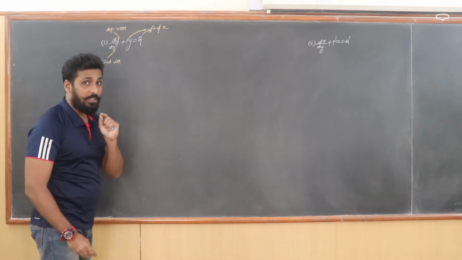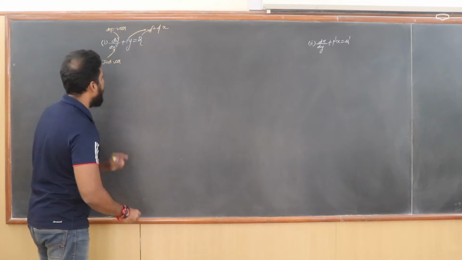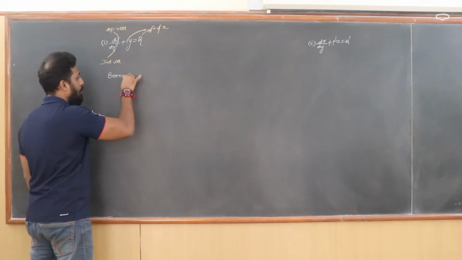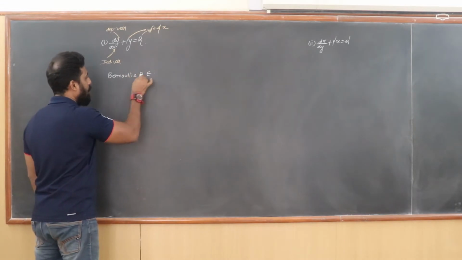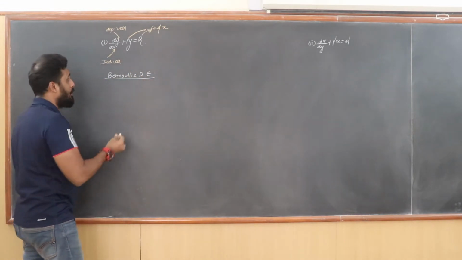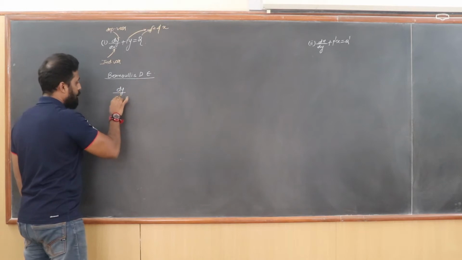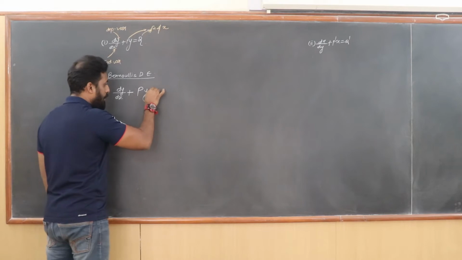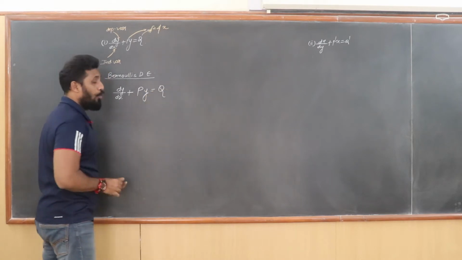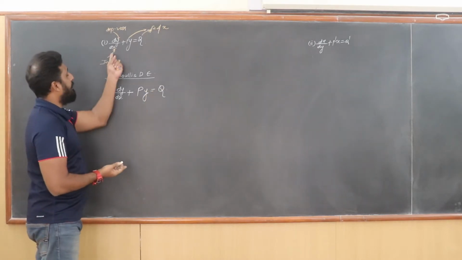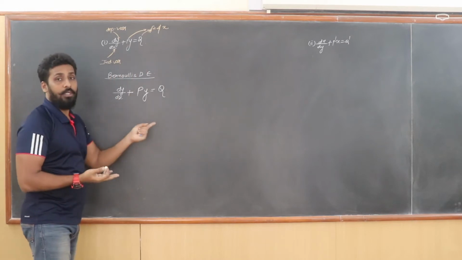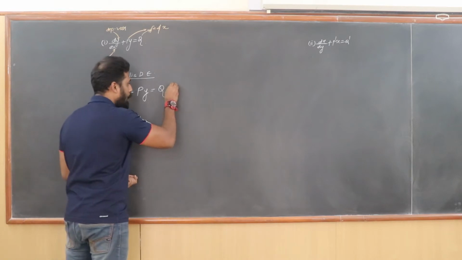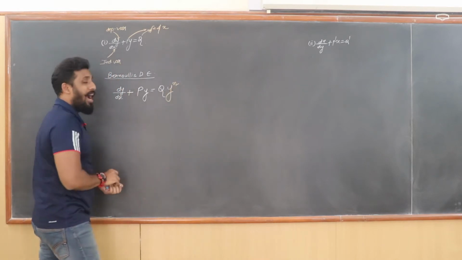But there will be a small change in the equation. Observe what change you will find. A Bernoulli's differential equation will look something like this. dy by dx plus py is equal to q. So you might expect what change is there. See, dy by dx plus py is equal to q. It is exactly the same. So what change you will find is, you will have y raised to n on the right hand side.